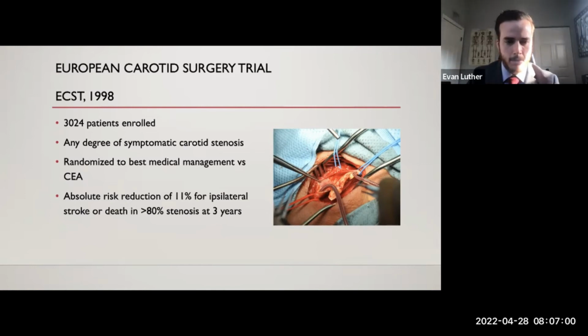They were randomized to best medical management versus endarterectomy. And the takeaway point or conclusion from this trial, I think, was that patients with very high grade stenosis, meaning greater than 80%, had a large absolute risk reduction of an ipsilateral stroke or death of about 11% at 3 years. So again, the ECST confirmed the findings of NASCET that these patients with symptomatic high-grade stenosis truly benefited from intervention rather than medical management alone.